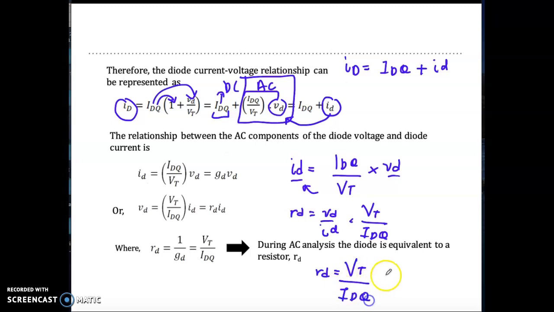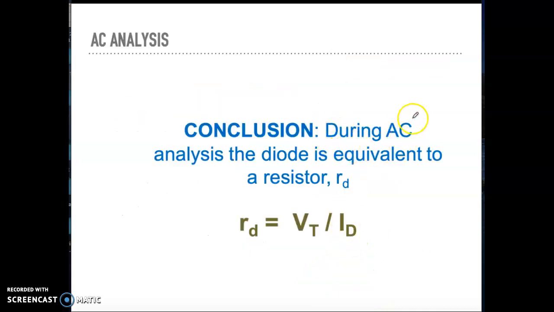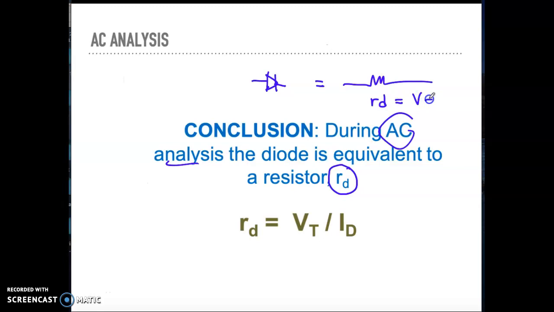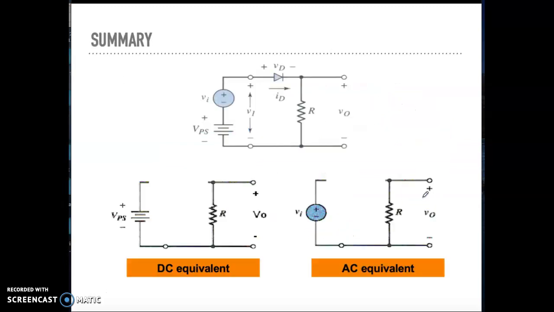Your r_d is equal to what? r_d equals the thermal voltage, 0.026, divided by the DC diode current. So this is a small resistance denoted by r_d. During AC analysis, you are going to equate your diode to r_d. So let's say you have a diode here. During AC analysis, change your diode to a resistor. This resistor is called r_d equals V_t over I_DQ. Where can you get this I_DQ? From your DC analysis. Okay.